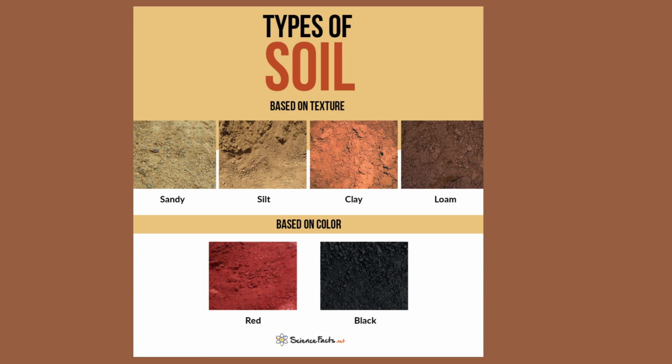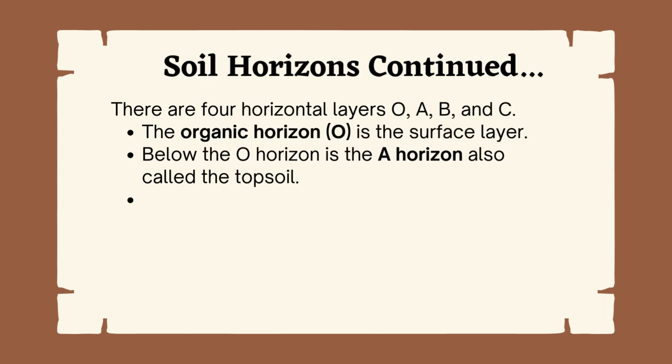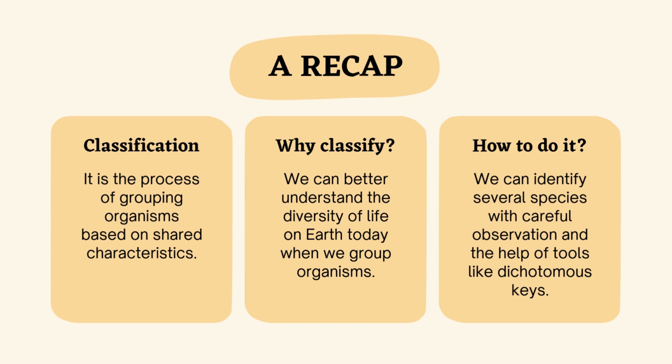Here are some photos showcasing the types of soil. We have sandy, silt, clay, loam, red, and black. All right, so here are the soil horizons, and this develops from undifferentiated parent materials, right? So in the image, you can see the layers of the soil. Okay, and here is a recap: classification, why classify, and how to do it.